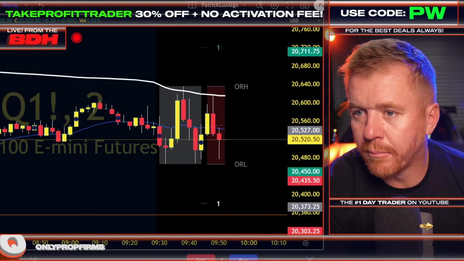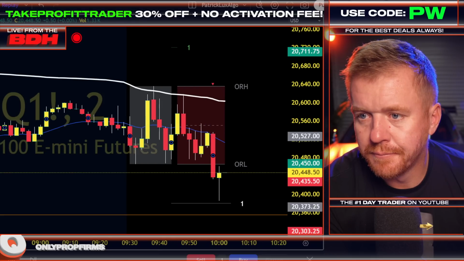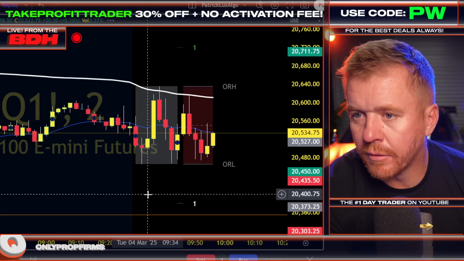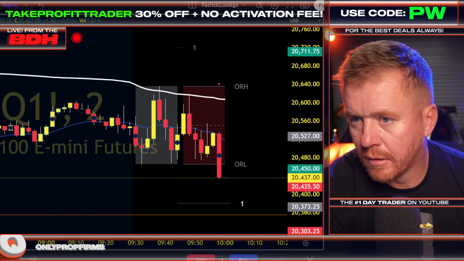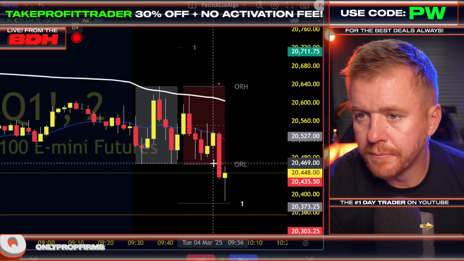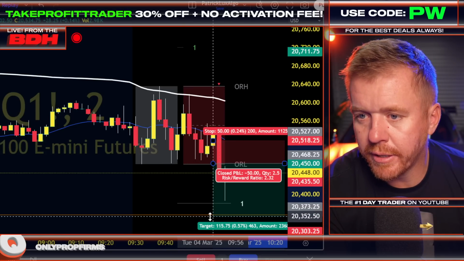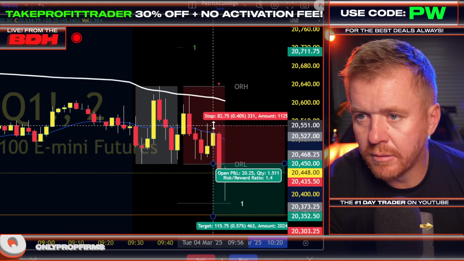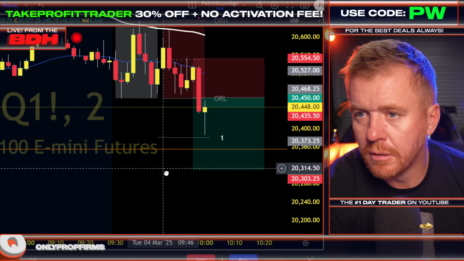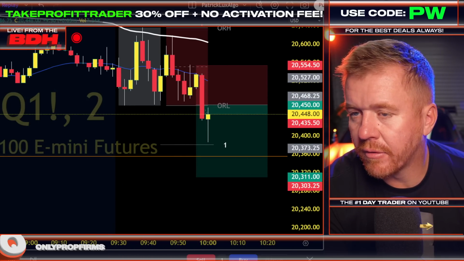All right, we're trying to break here. We broke to the downside on this candle, right there. So we got our short here. We're looking for a move down. Stop is the middle of that range. Possibly 150 points to the downside there.